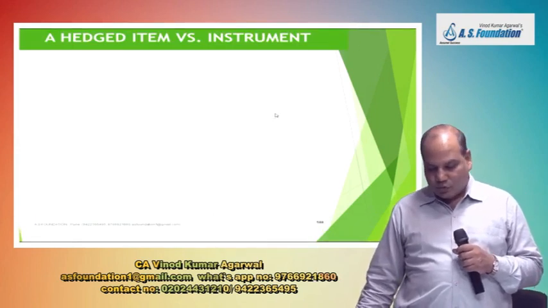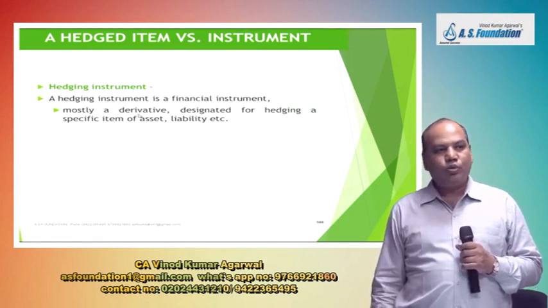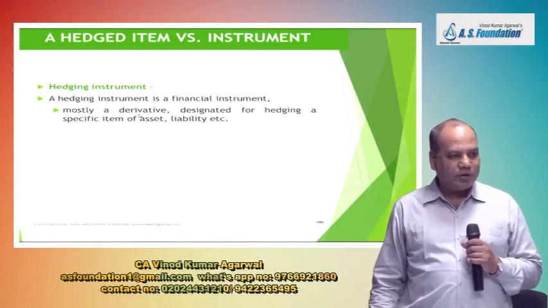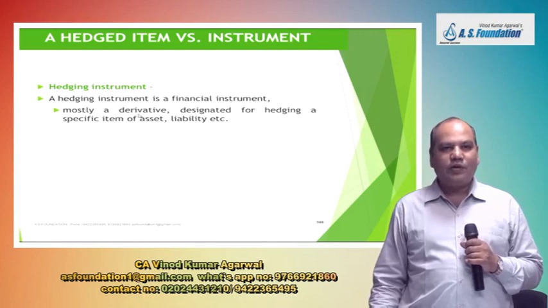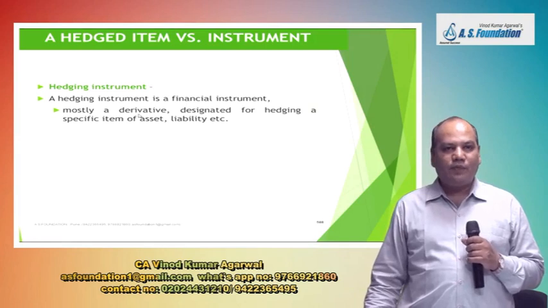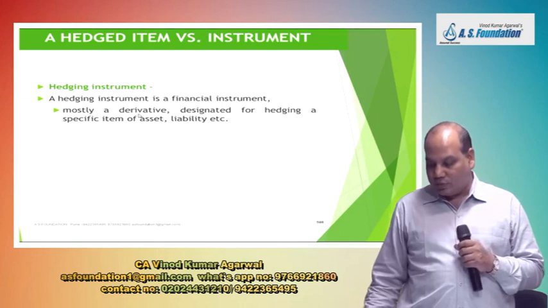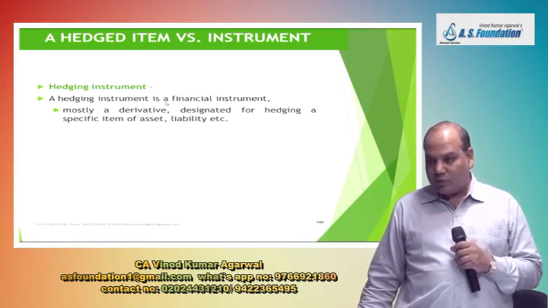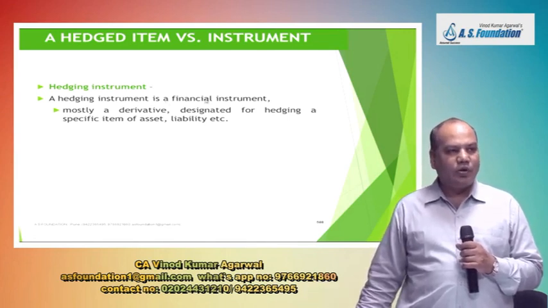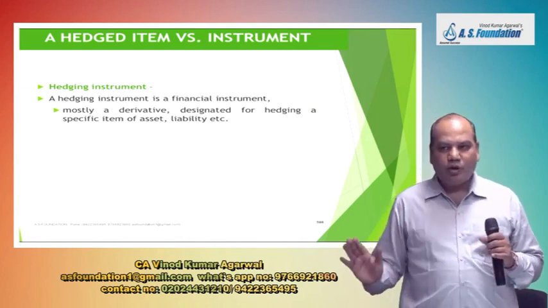So 5 items. Once again quickly, hedged item we have understood, the one whose value we want to protect, and there are 5 types of hedged item as per this standard: recognized assets, recognized liability, unrecognized firm commitment, highly probable forecast transaction, net investment in a foreign operation. And now hedging instrument. Hedging instrument is an instrument the objective of which is to hedge the fair value risk or the cash flow risk of a hedged item.